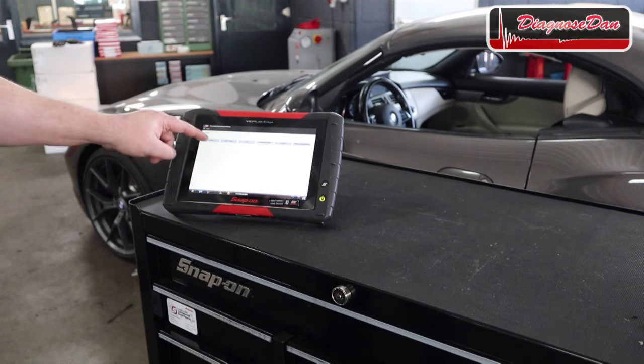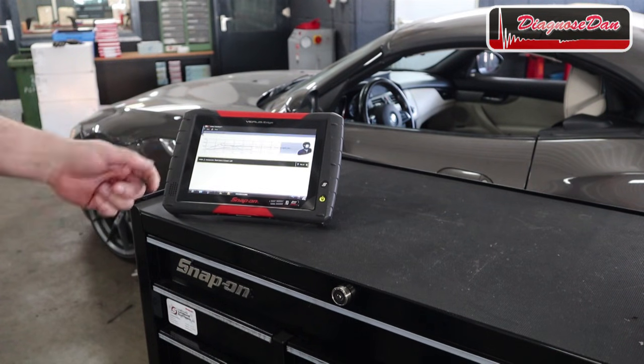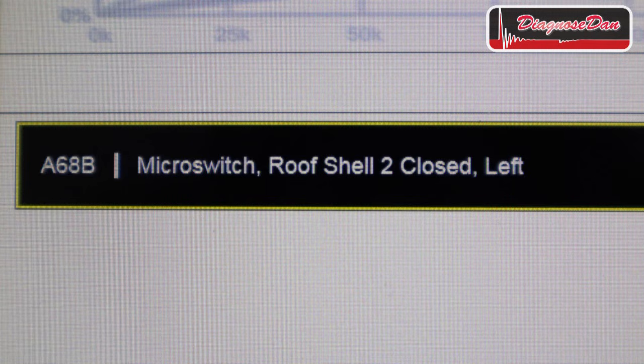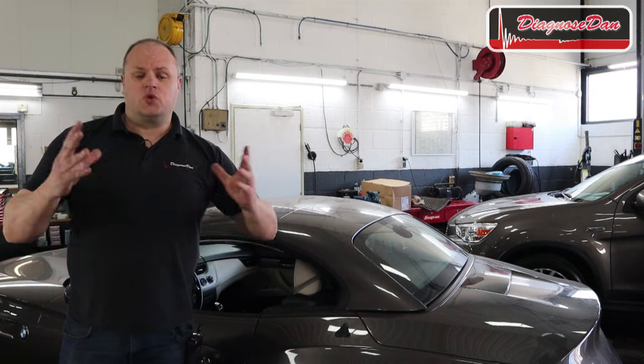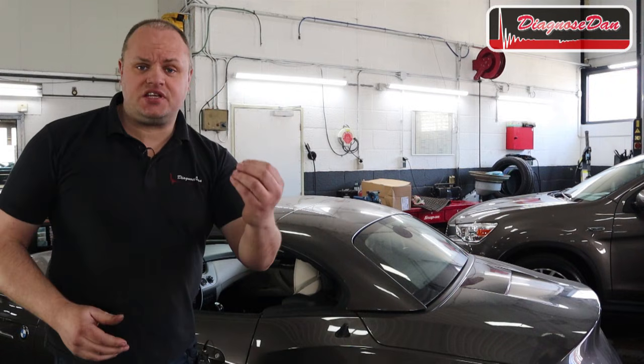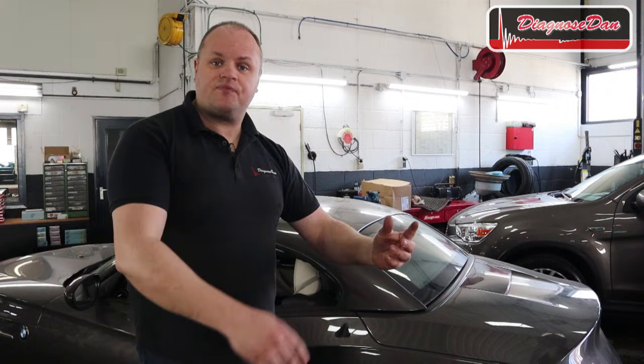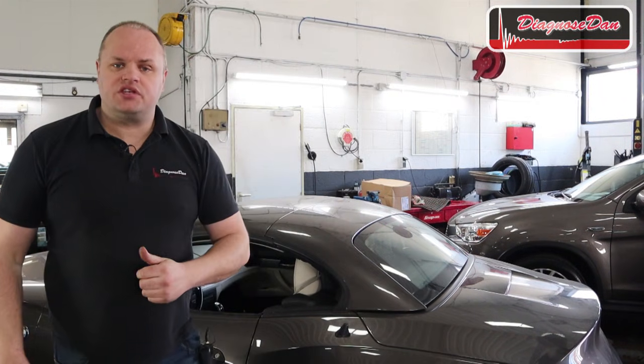Let's read the codes. And it looks like we've only got one fault code stored. Micro switch roof shell 2 closed, left. To understand the fault code, you must have some basic knowledge of the system you're working on. You can always familiarize yourself with the system by reading into the service data.